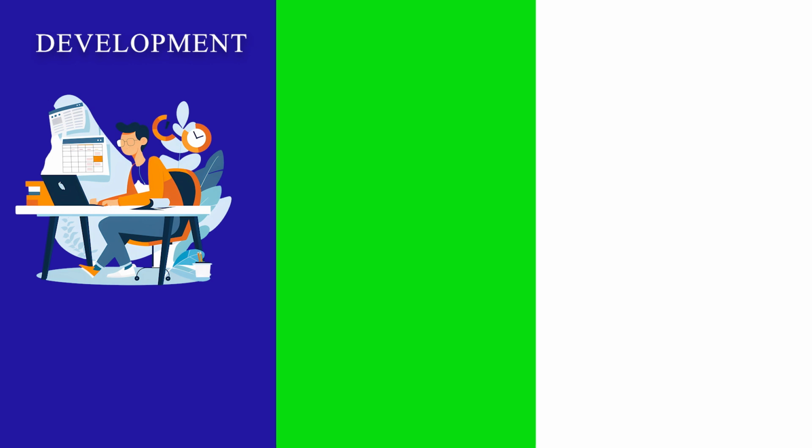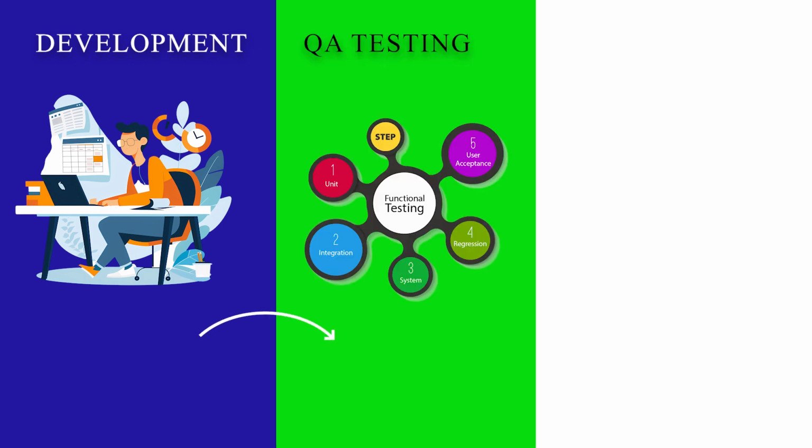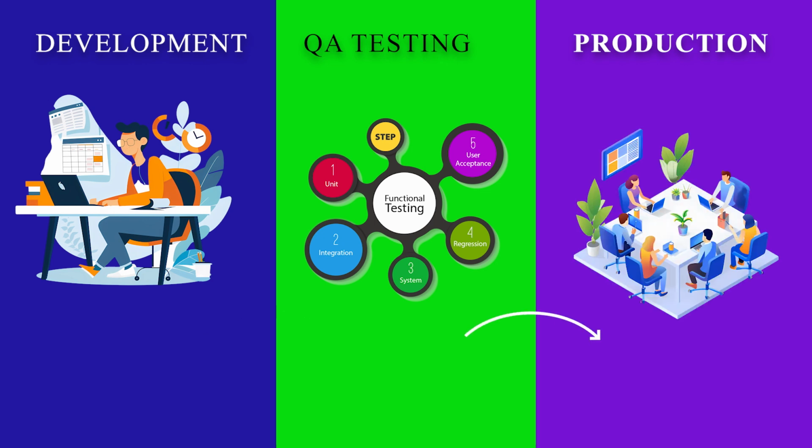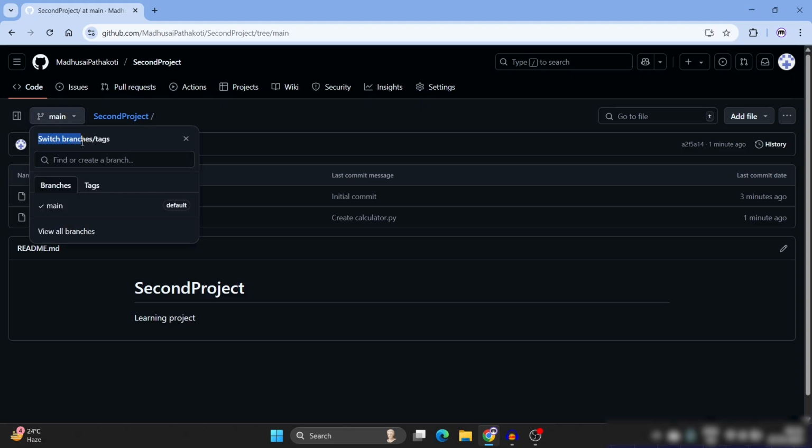The same code will be pushed into a new branch called QA or testing, on which the testers will test the functionality. And if everything goes fine, the same code will be pushed into a new branch called prod or production, where the entire code will be deployed, where demos and meetings or the client will review the status of the developed software. Here you can find a drop down select, which is select branches or tags.